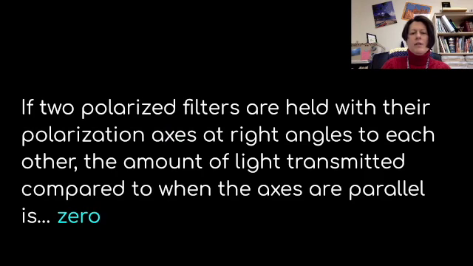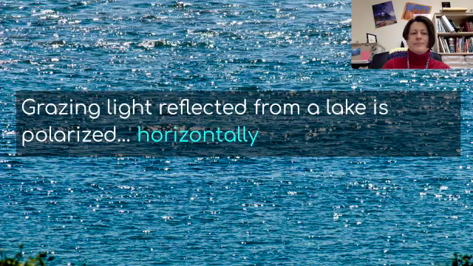Now, if two polarized filters are held with their polarization axes at right angles to each other, the amount of light transmitted compared to when the axes are parallel is 0. Okay? It's almost like oven grates: when the polarization filters are going this way and this way, those waves are just all canceled out.